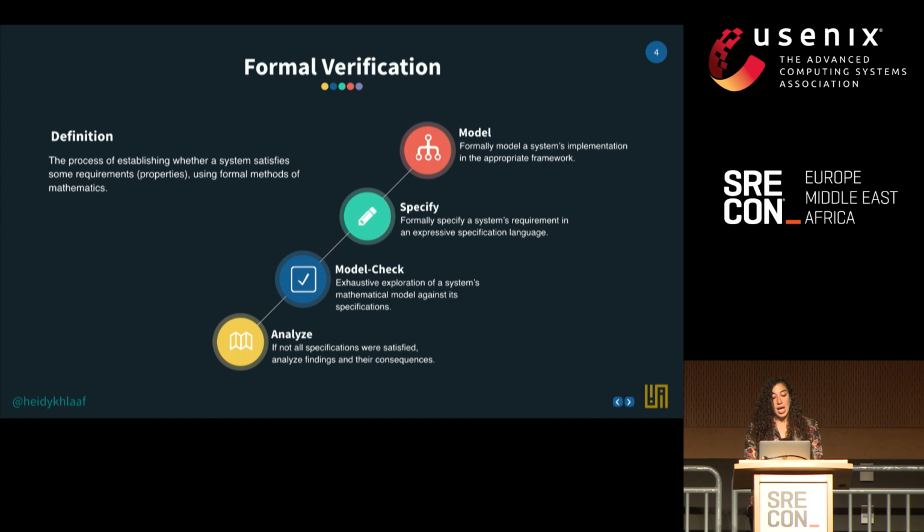And finally, if not all specifications were satisfied, you analyze the findings and you look at the consequences. What does that mean for your system? So this is what I'm talking about when I mean formal verification.